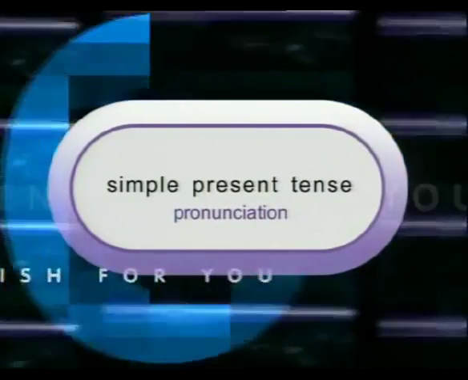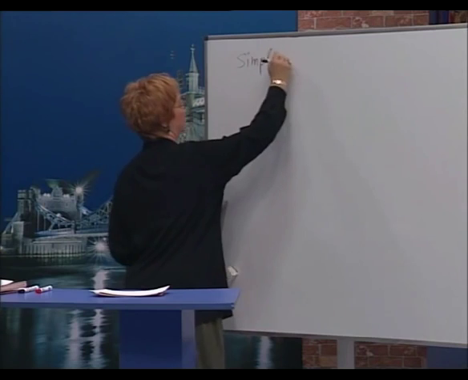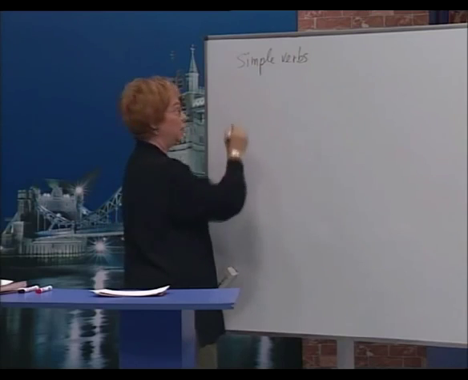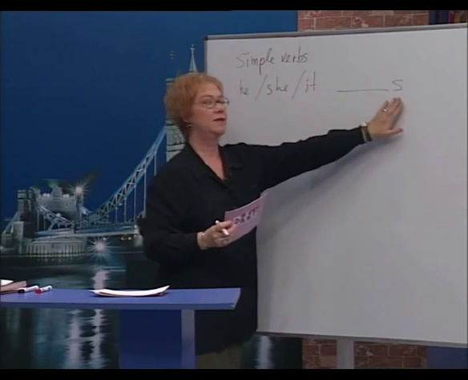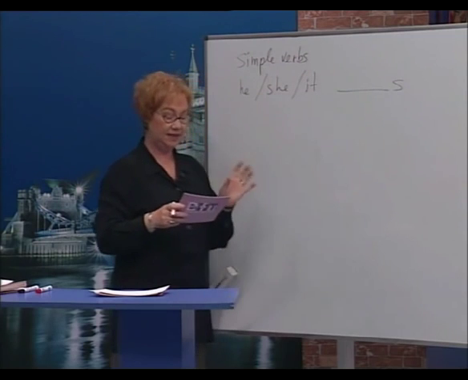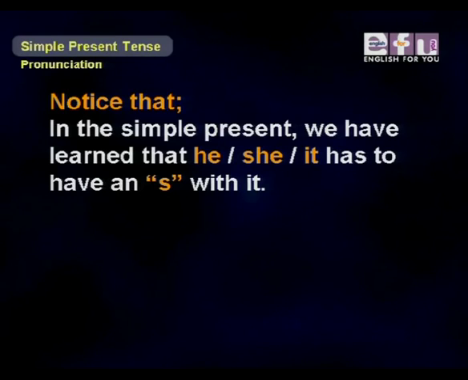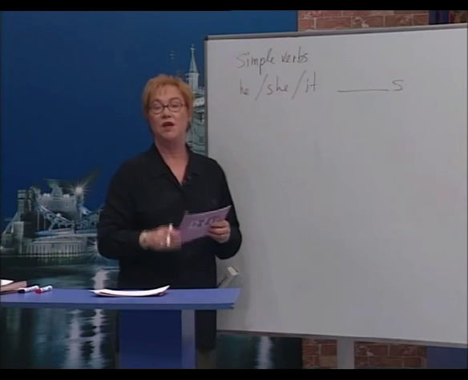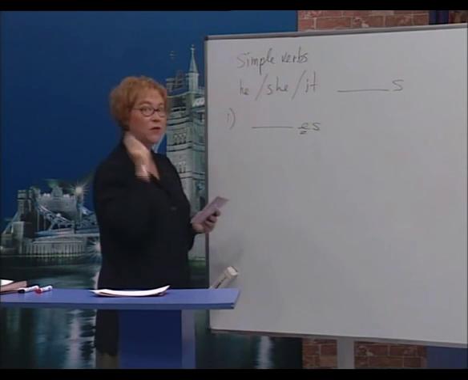Simple present tense, pronunciation. Now, we're going to work a little bit more with verbs. As you know, simple present verbs, you have to pay attention with he, she, it, plus s. Verb plus s. However, sometimes it's a little special, and there are two groups. So now, notice we have learned that he, she, it has to have an s with it. For example, she works, he sings. Now, the first group has to have es, all right, for the sound.